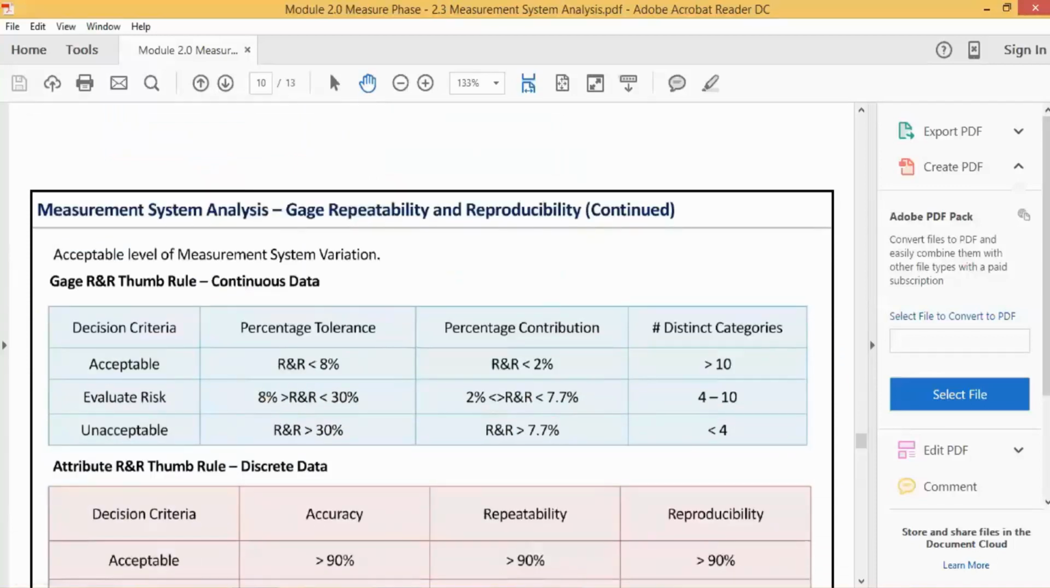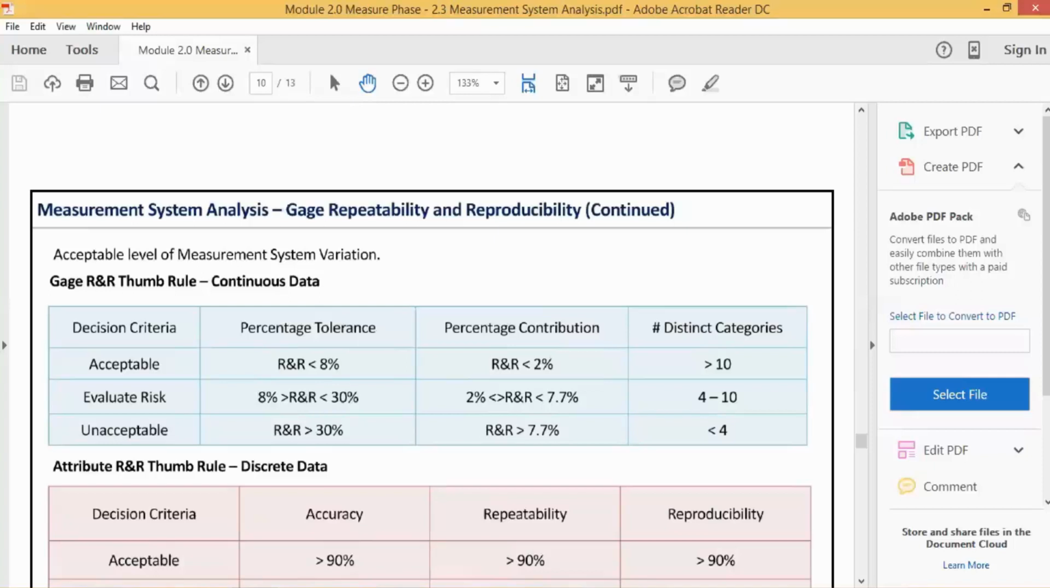Slide number 10. Measurement system analysis, gauge repeatability and reproducibility. Acceptable level of measurement system data. Gauge R&R thumb rule, continuous data. What is the thumb rule? The thumb rule is acceptable R&R, gauge repeatability and reproducibility. Percentage tolerance, R&R less than 8% is acceptable. This is a thumb rule.